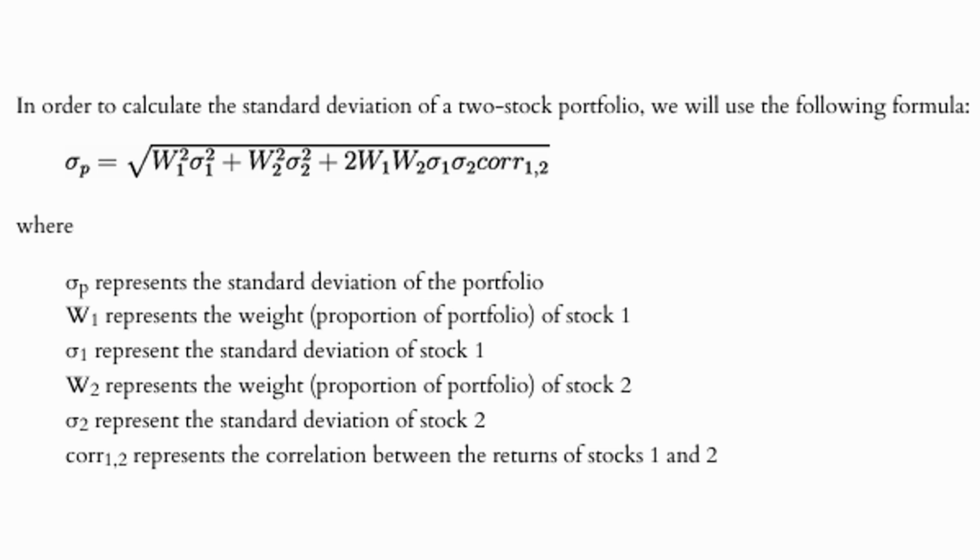To calculate the standard deviation of a two-stock portfolio, we use the formula here. The portfolio standard deviation is equal to the weight of the first stock squared times its variance, plus the weight of the second stock squared times its variance, plus 2 times each of the weights times their standard deviations times the correlation between the two. We then take the square root of all of that to get the standard deviation of the portfolio.